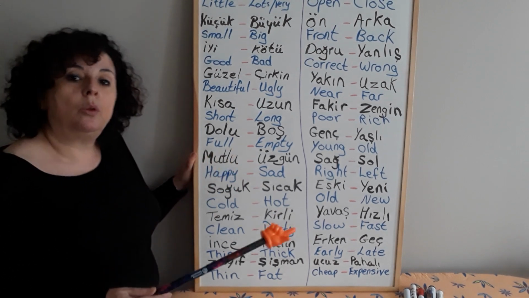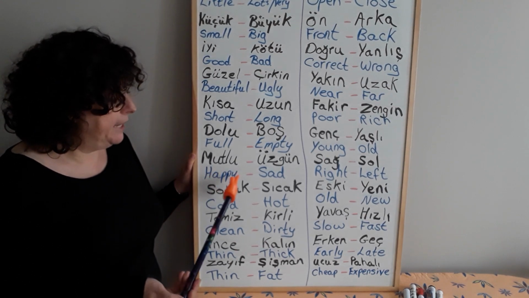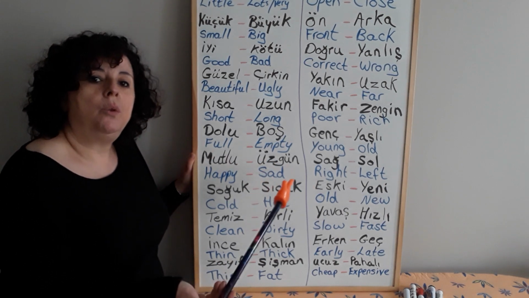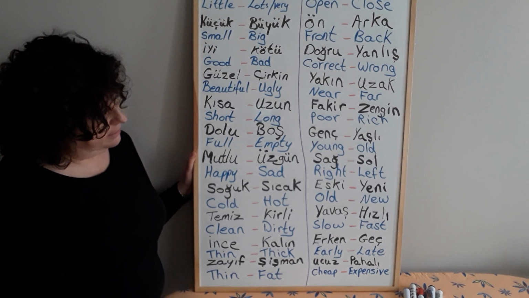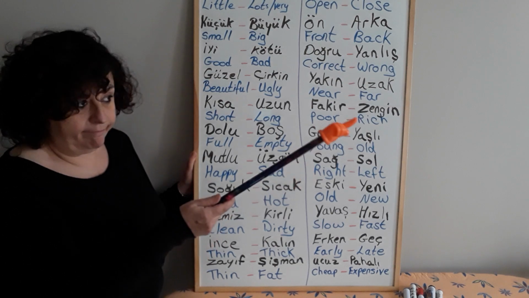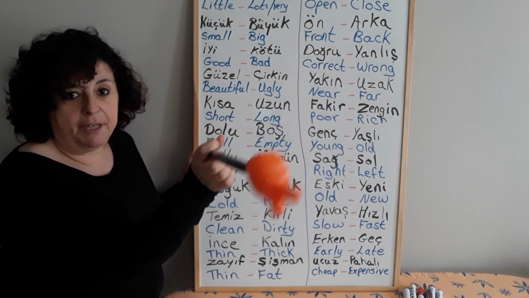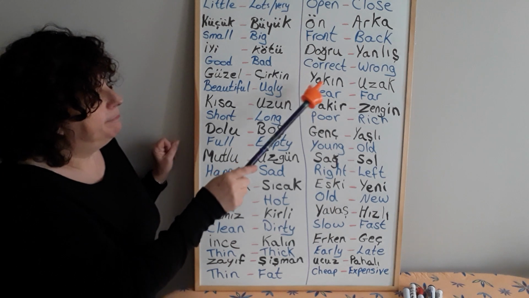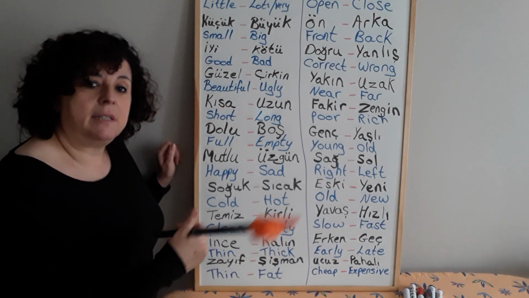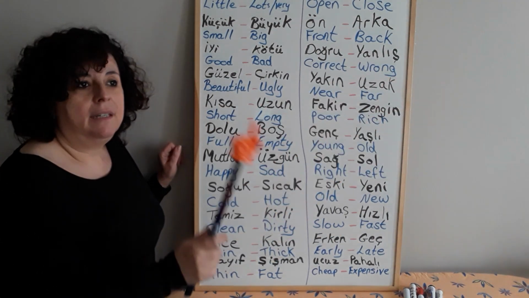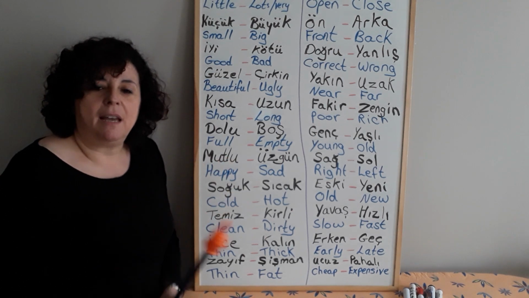We could say mutlu, ben mutluyum, I am happy, or ben üzgünüm, I am sad. Or you could give directions: İleride sağa dön. Further down the road, turn right. We could say yakın: Benim evim yakın. My house is near. Senin evin uzak. Your house is far. I'll think of some sentences and do a video on it.